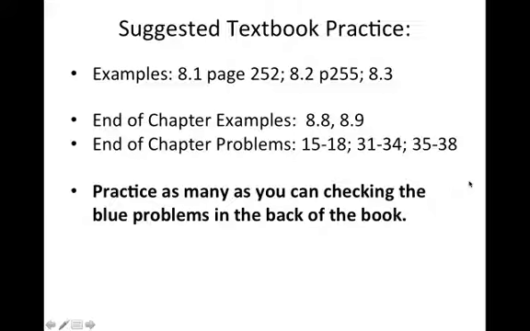Okay, so in the back of the book, it is very, very important that you do these example problems. Look at example 8.1 on page 252, example 8.2 on page 255, and example 8.3. End of chapter problems 8.8 and 8.9. These are examples that are worked out. And then do the end of chapter problems and check the blue in the back of the book.